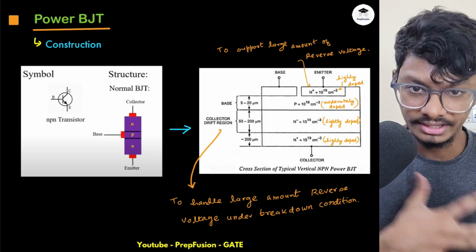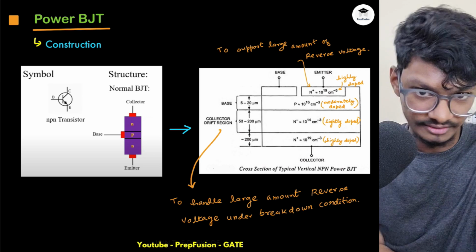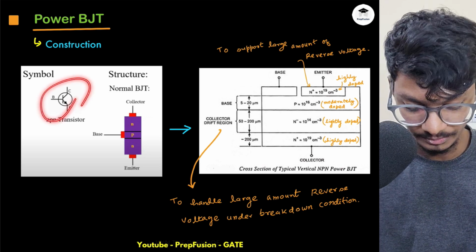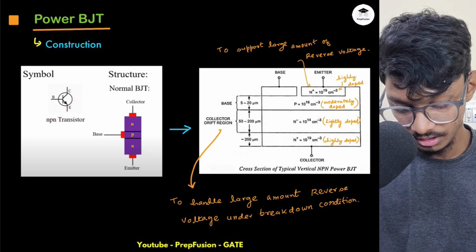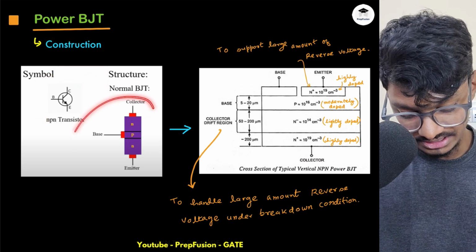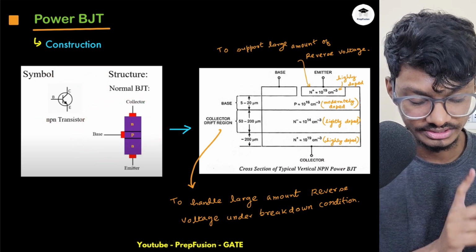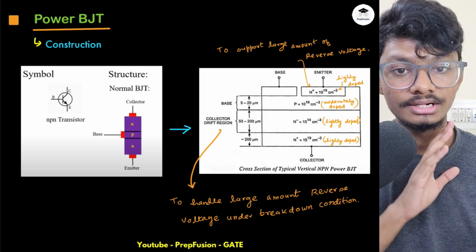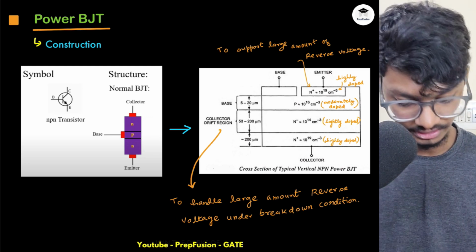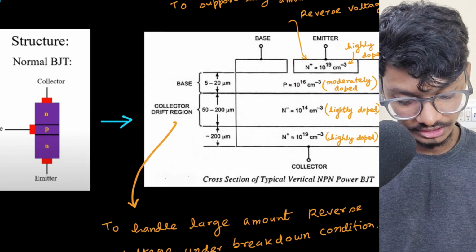So I hope you have studied the working from Himanshu. There he has explained the working. The symbol is this, and the power BJT also has the same symbol and same construction, with a difference. What is the difference? Again, we introduce a drift layer over here. This is a drift layer, right? We introduce an intrinsic layer.